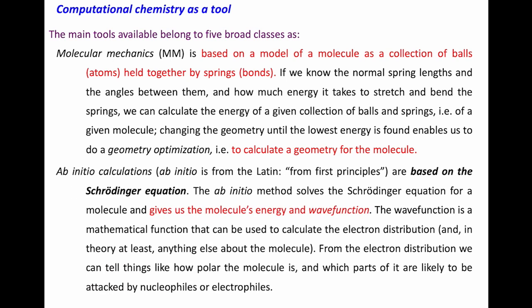Then the next method is the ab initio method. Ab initio is a Latin phrase meaning from the beginning, or from first principles. Here the calculations are mainly based on the Schrodinger equation. In the ab initio method, we solve the Schrodinger equation and find the energy and wave function of a molecule.